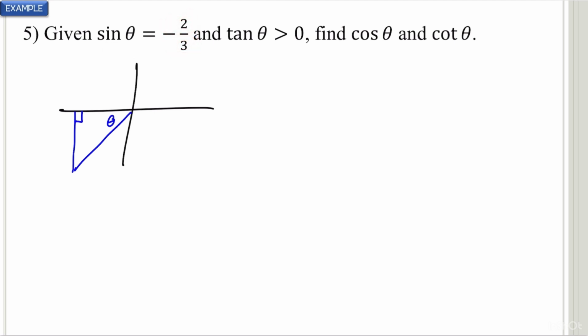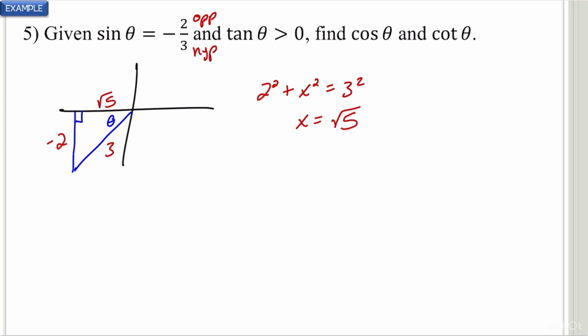So remember from SOHCAHTOA, sine is opposite over hypotenuse. So I'm going to take the negative with the opposite side. We're going to call the opposite side -2 and the hypotenuse 3. And you're always going to do that. The hypotenuse is always going to be positive. And then we'll do the Pythagorean theorem to get the other leg. So we'll have 2 squared plus, let's call it x squared, equals 3 squared. So x is going to end up being the square root of 5.